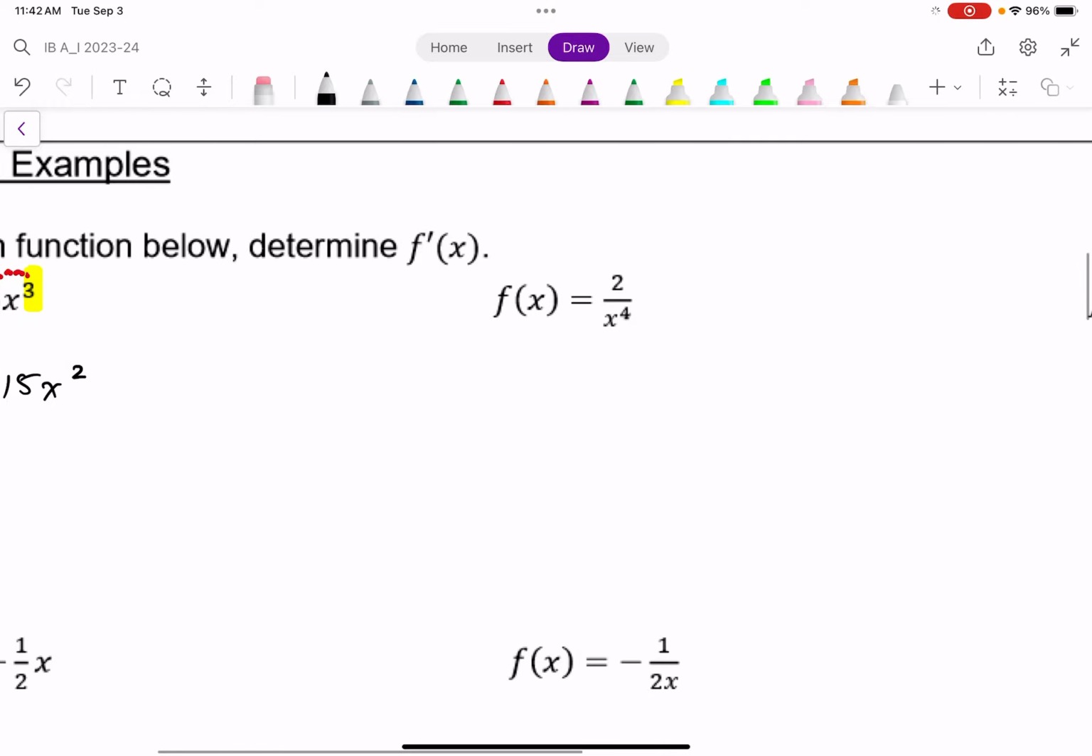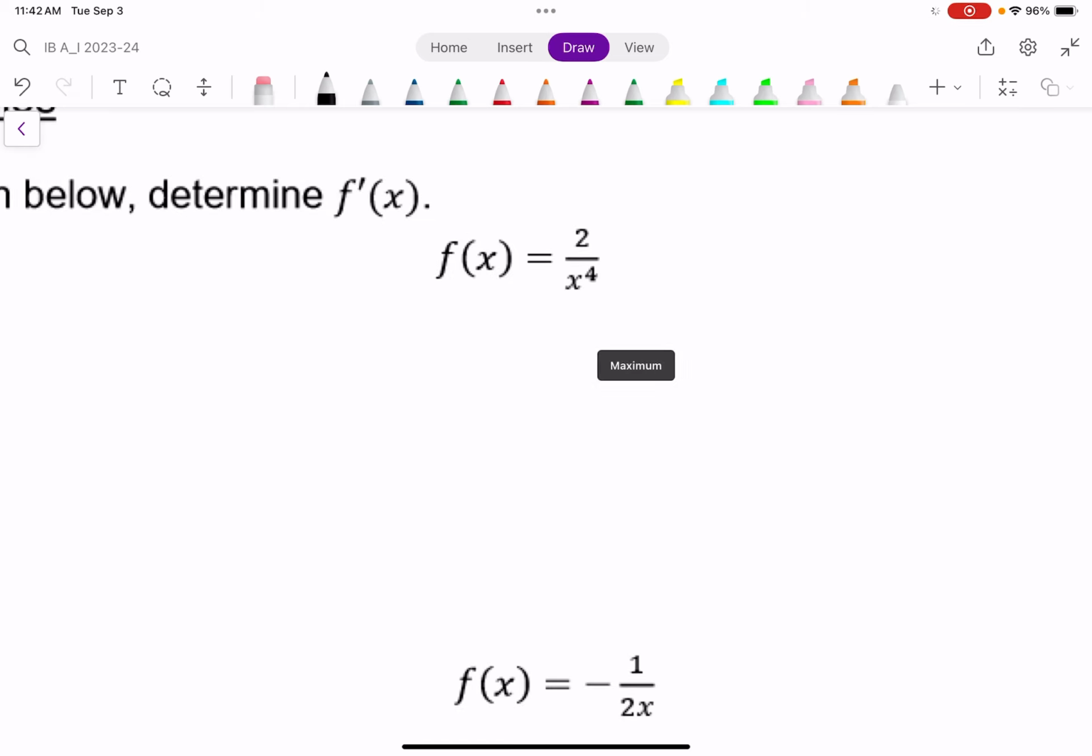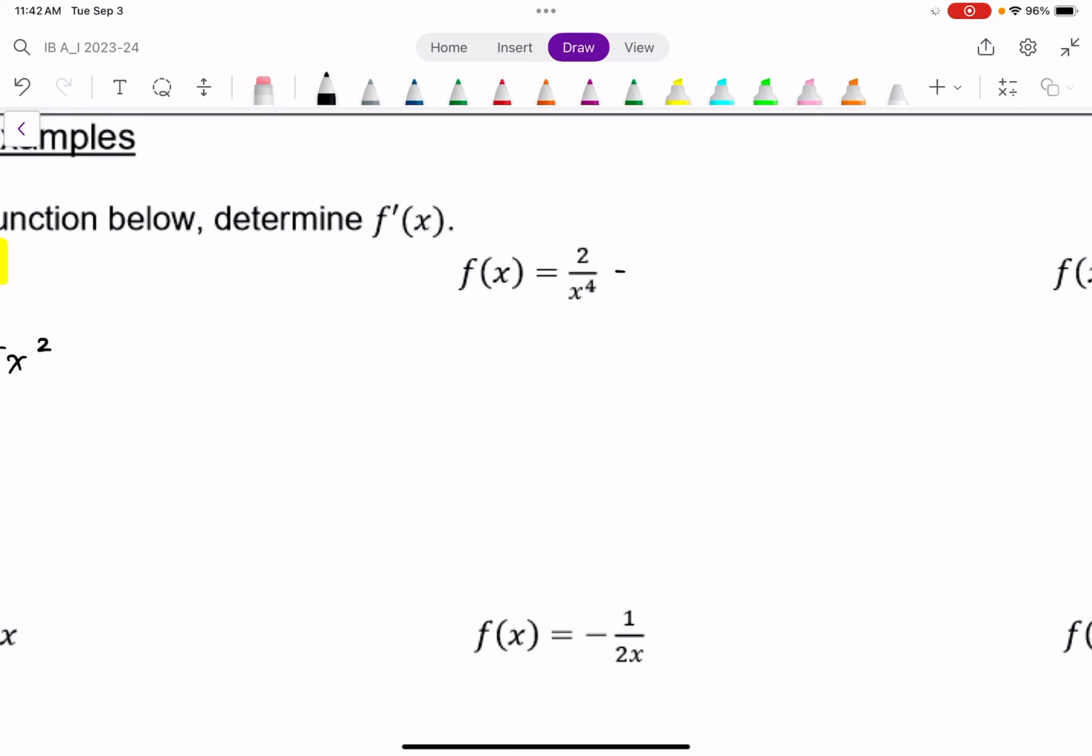Now, for something like this, we have 2 divided by x to the power of 4. If I want to differentiate this in the same way, I need to first write this as a power function. Right now, it's not written as a power function. In this case, though, I can just rewrite the function as 2 times x to the negative 4, using my understanding of negative exponents. Now it's written as a power function. Now I can differentiate it quite nicely. And so in this case, it's going to be negative 4 times 2, which is negative 8, times x to the negative 4, take away 1, which is negative 5.